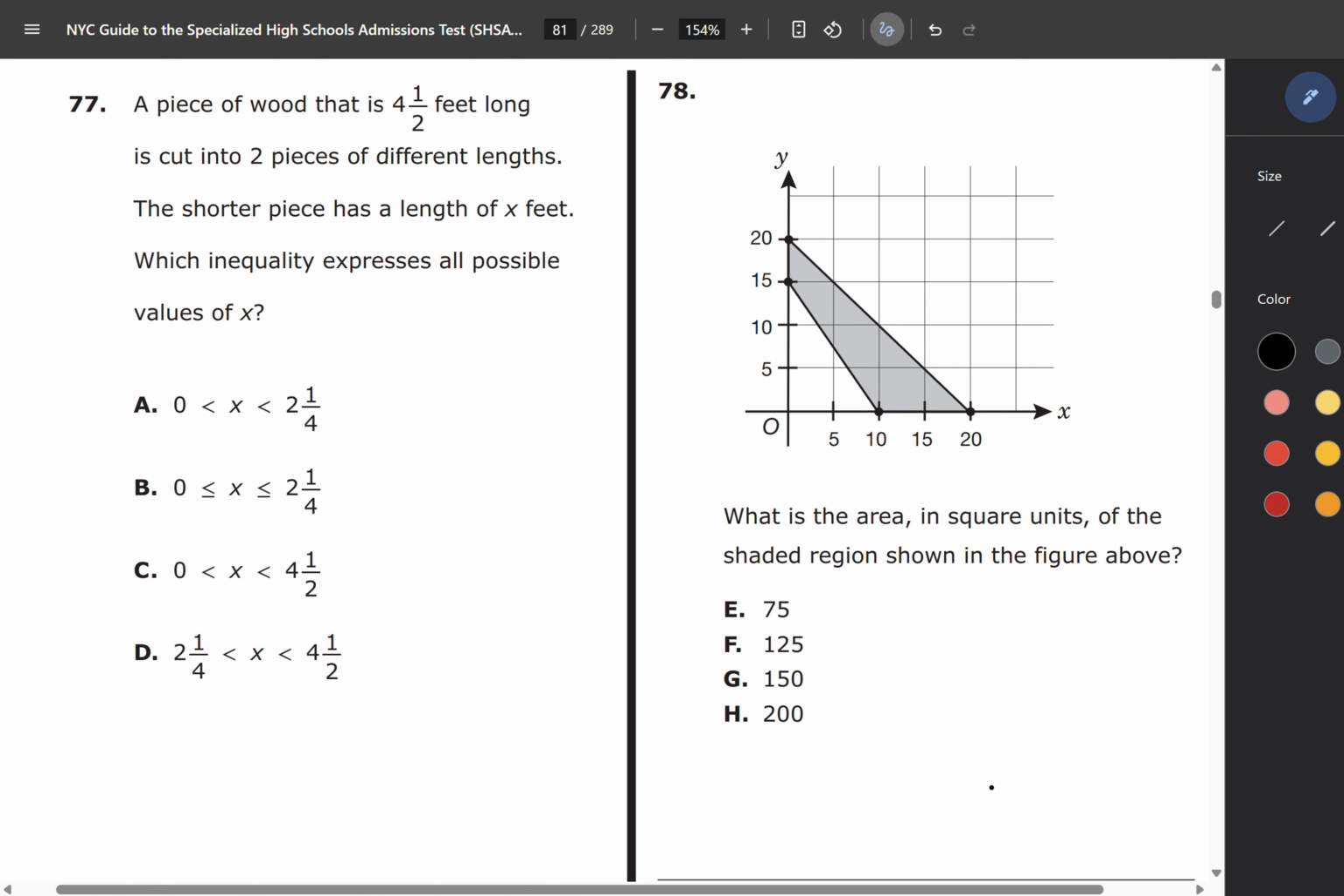Question 77. A piece of wood that is 4.5 feet long is cut into two pieces of different lengths. The shorter piece has a length of x feet. Which inequality expresses all possible values of x?